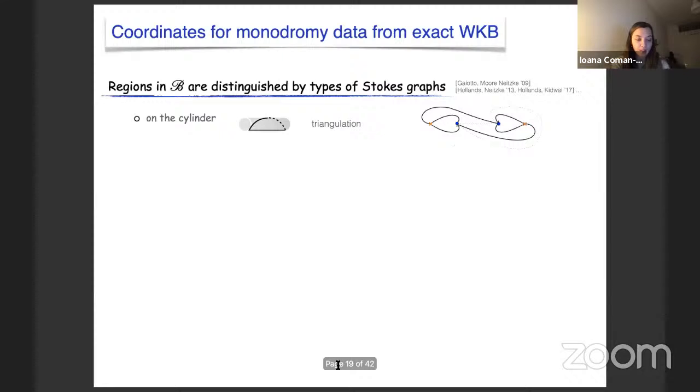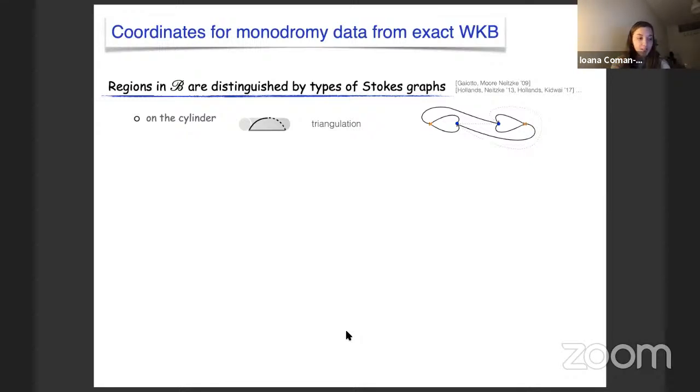So what we have established is that different regions in this space, and therefore different coordinates, are distinguished by the corresponding Stokes graphs. And so it is useful, I think, to look at a few examples, noting that such Stokes graphs have appeared in many works in relation to class S theories and BPS spectra. And I have not made any attempt to give a full citation for this. It's just a few select ones that I have included.